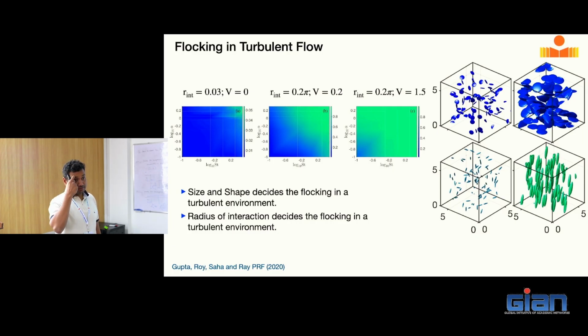That's the gist: how much they are interacting. If the interaction range increases, we will see more flocking. Here I'm saying the interaction range, R interaction, is the same. I'm fixing my R interaction and my swimming number. Now how do the shape and the size dominate? Here size can also be directly connected with the Stokes number.